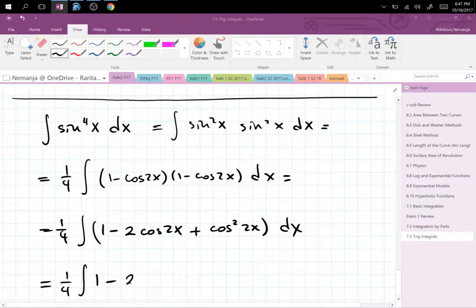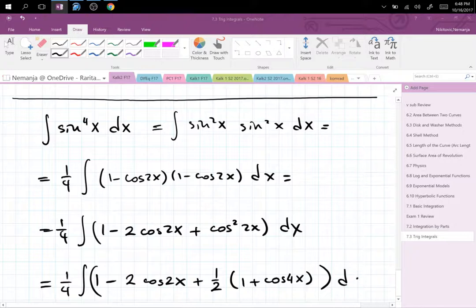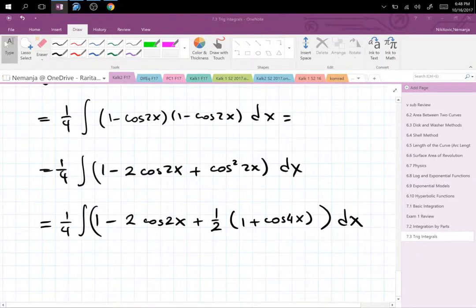1 minus 2 cosine 2x plus 1/2 times 1 plus cosine 4x, and now all of this in parentheses dx. Welcome back. We are ready to integrate.